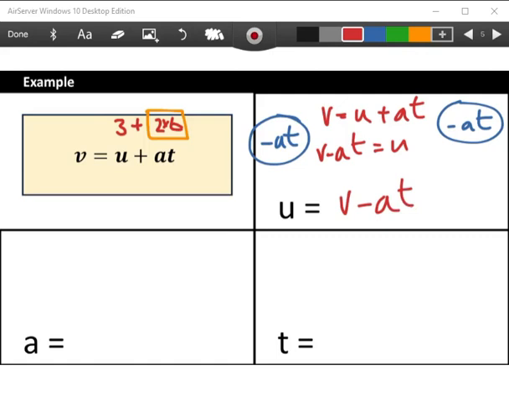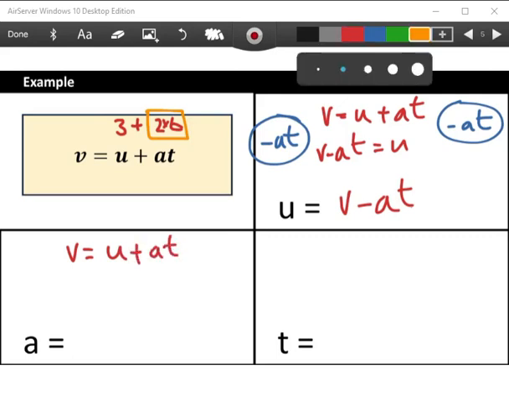If we were to find a, this is where it's slightly more complicated. v equals u plus at. Now, we are going to focus firstly on this bit here, the u plus. Get that out of the way, then we'll deal with the rest separately.